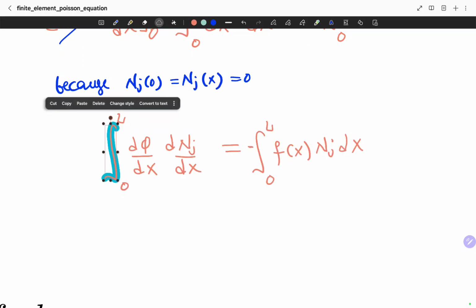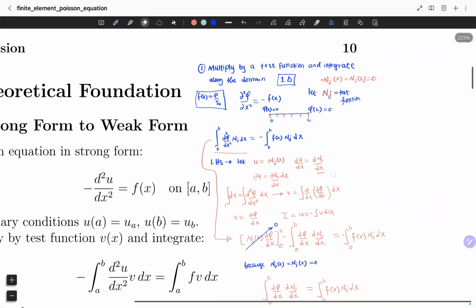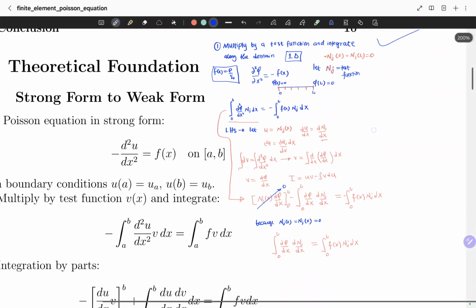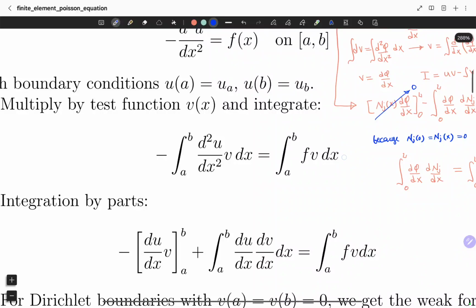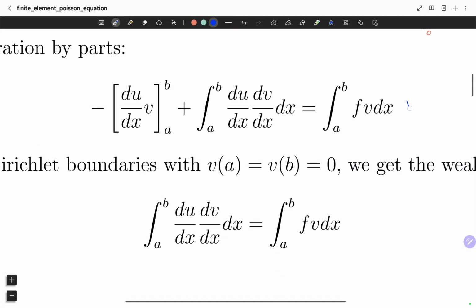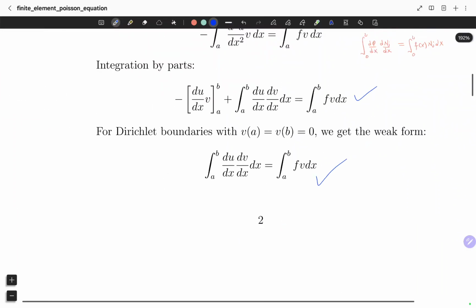All right, so that's what we got. That is step 1. So what we did here is just step 1. And that's what we see here in the handout. That's step 1, and which led to this.